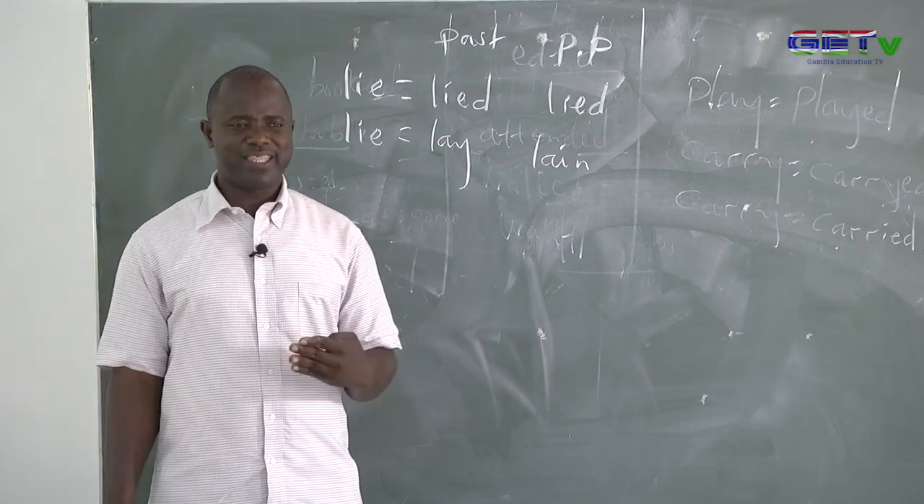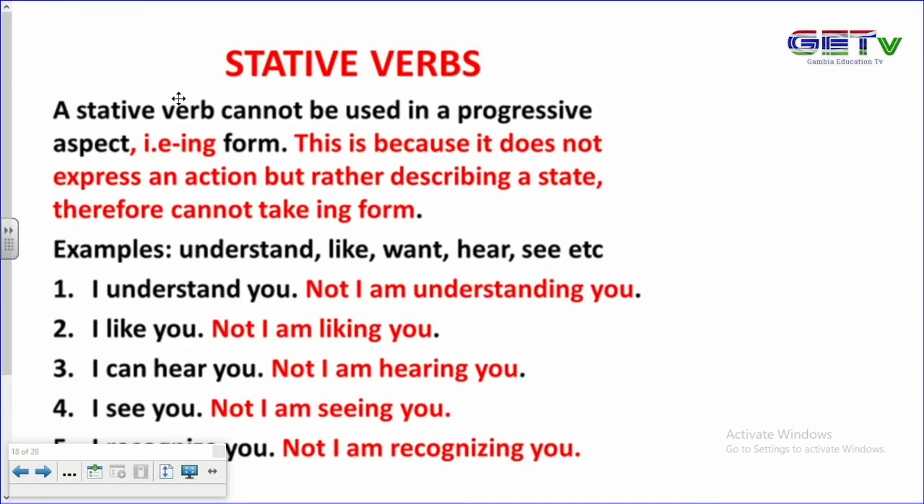So here we have examples like understand. You don't say, I am understanding you. Understand doesn't take ing because it's a state. Like, you don't say, I am liking you. Against, you don't say, I am against the motion. You say, I am against the motion.